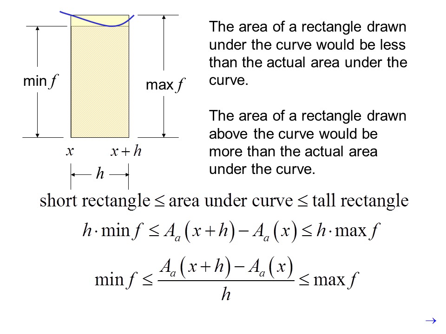If we divide everything by h, we find that the minimum value of f is less than or equal to A sub a of x plus h minus A sub a of x, all over h, which is less than or equal to the maximum value of f over this subinterval. And if you haven't figured it out already, this is a sandwich theorem problem.